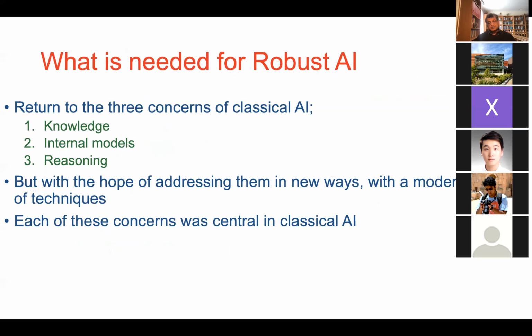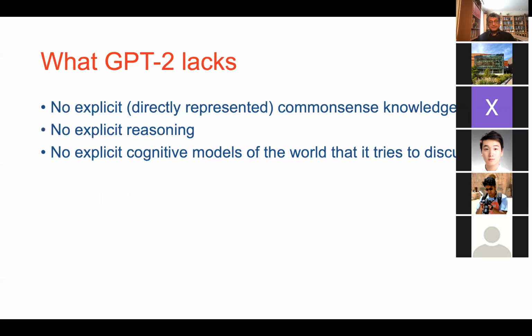So today we'll talk about the knowledge part of it, and we'll continue with internal models and reasoning afterwards. But the hope is addressing them in new ways with new techniques, and each of these concerns was central in classical AI. This is what classical AI was about: knowledge, internal models, and reasoning.